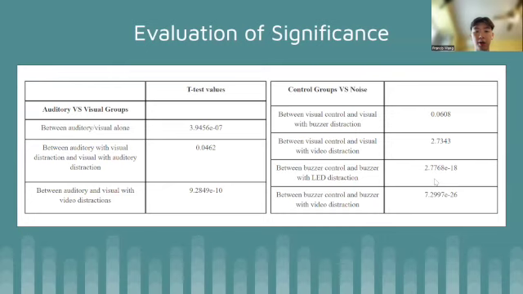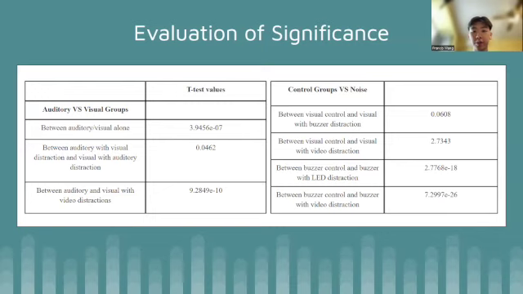And this is the table for our calculated t-test values. Almost all of the t-test values are low enough to be statistically significant, as low as 10 to the negative 18 and 10 to the negative 26 times.